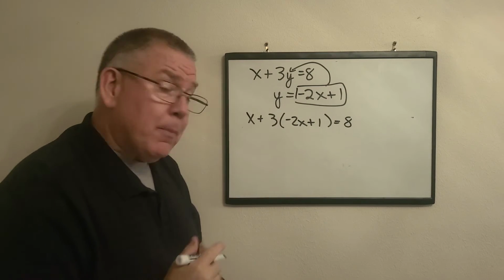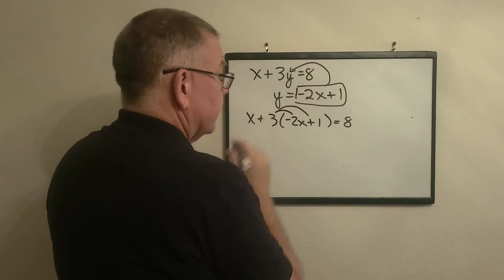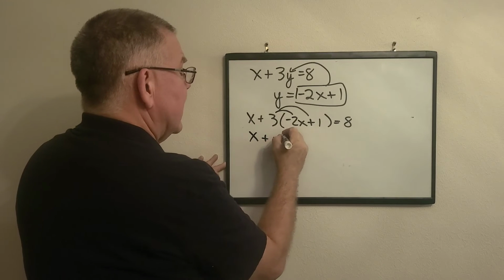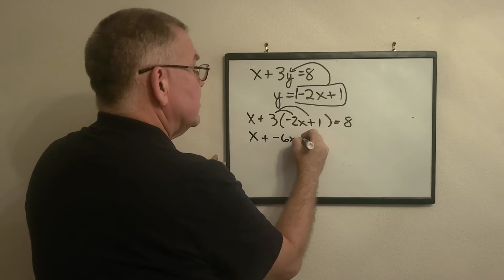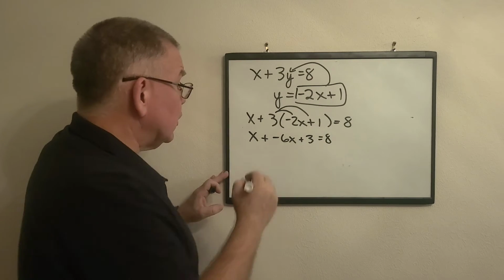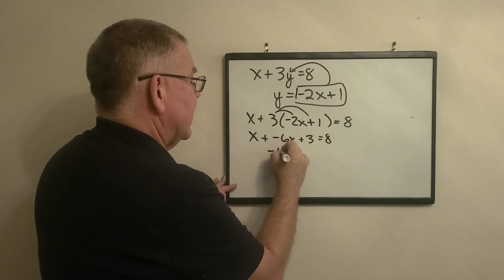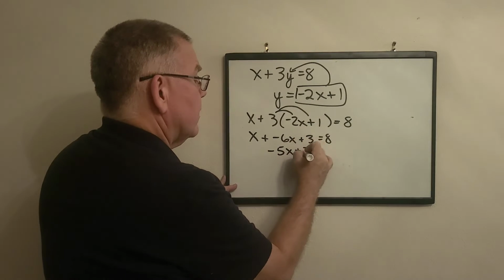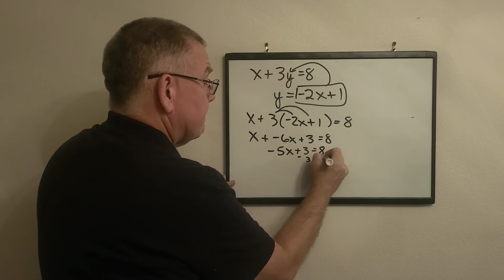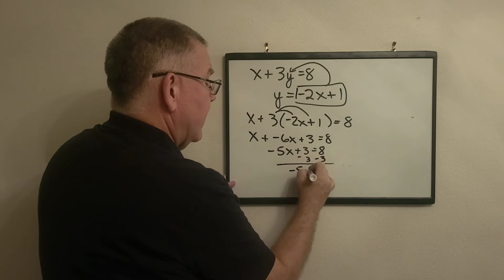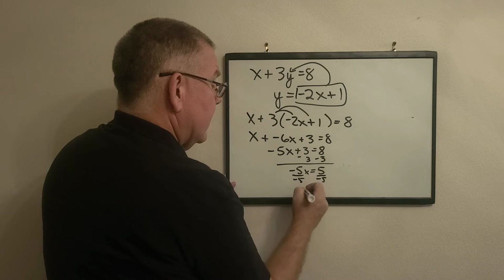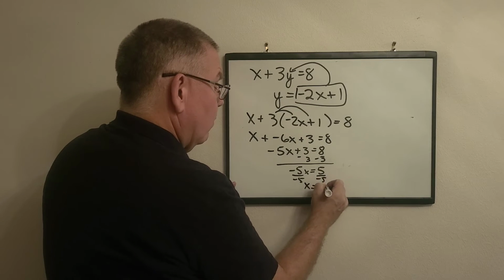Now, distributive property says I will distribute. So I have x plus 3 times negative 2 is negative 6x. 3 times 1 is 3. Now, I'm going to combine like terms. So x plus negative 6x is negative 5x plus 3 equals 8. Now, I'm going to subtract 3. And that gives me negative 5x equals 5. Divide by negative 5. And x equals negative 1.